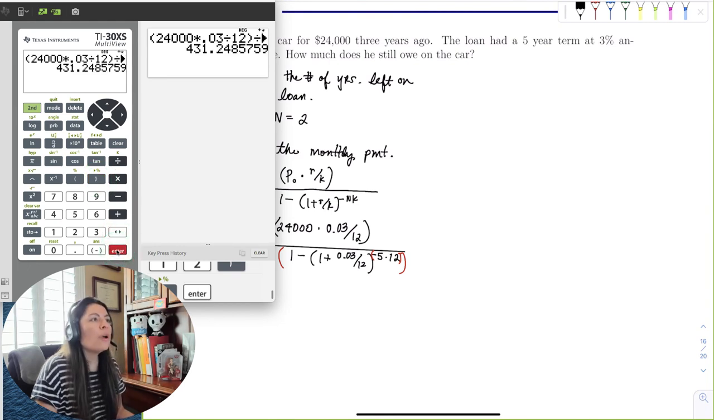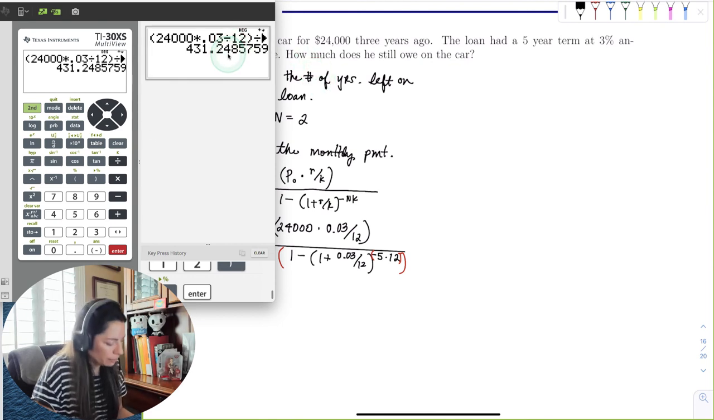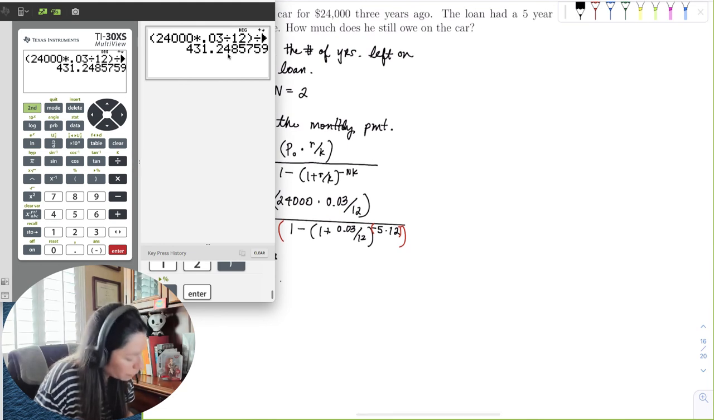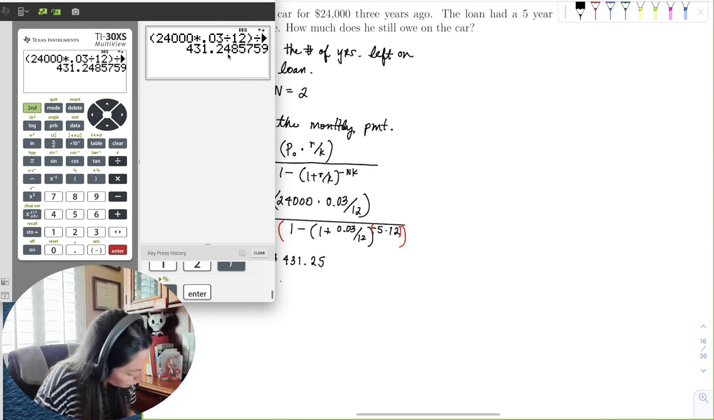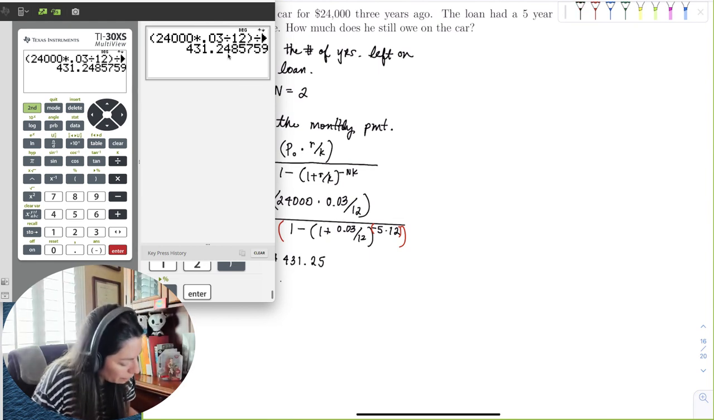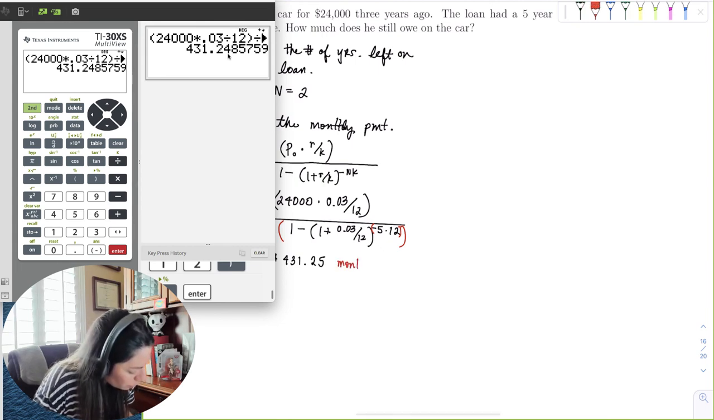So you get 431.25, rounding to the nearest cent. So the monthly payment of the original loan is 431.25. I'll put monthly payment for the 5-year loan.